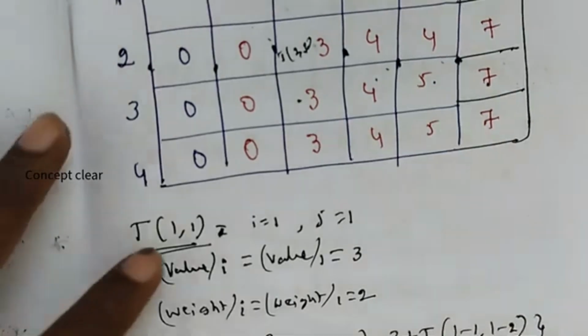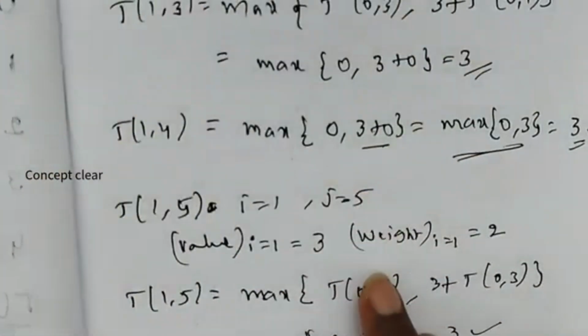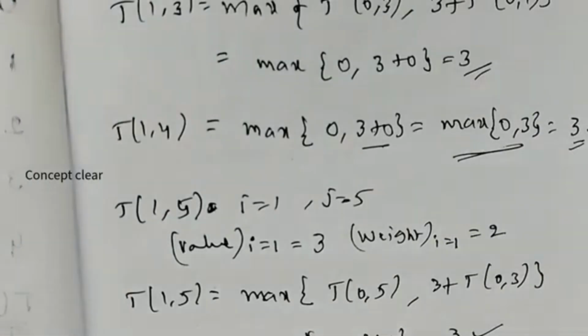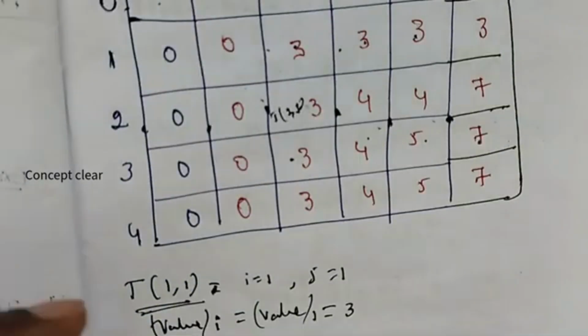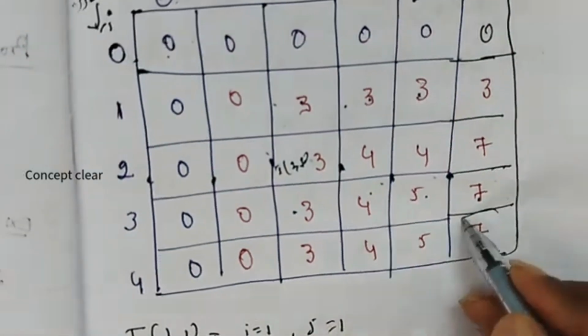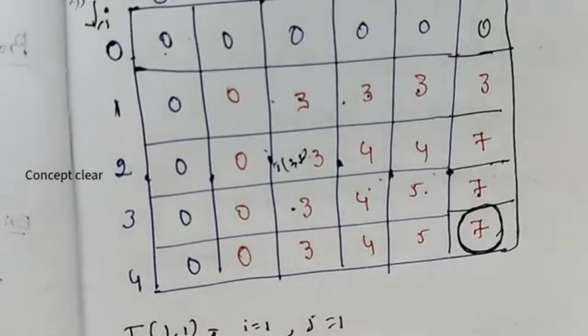In the exam you people have to write complete derivations. If you skip, they won't give full marks. Okay, after completion of this, what is the solution? What is the maximum value? We have to take the table's bottom right corner value. We are getting the maximum value 7.